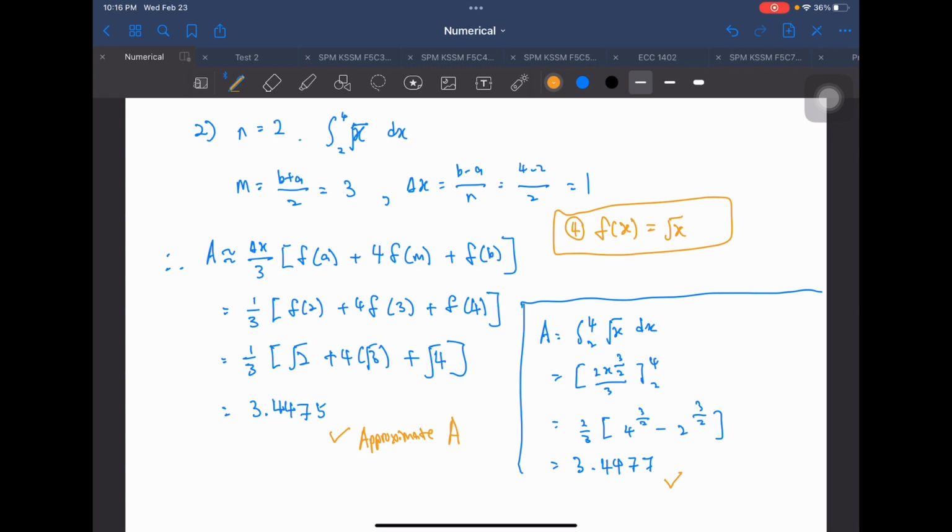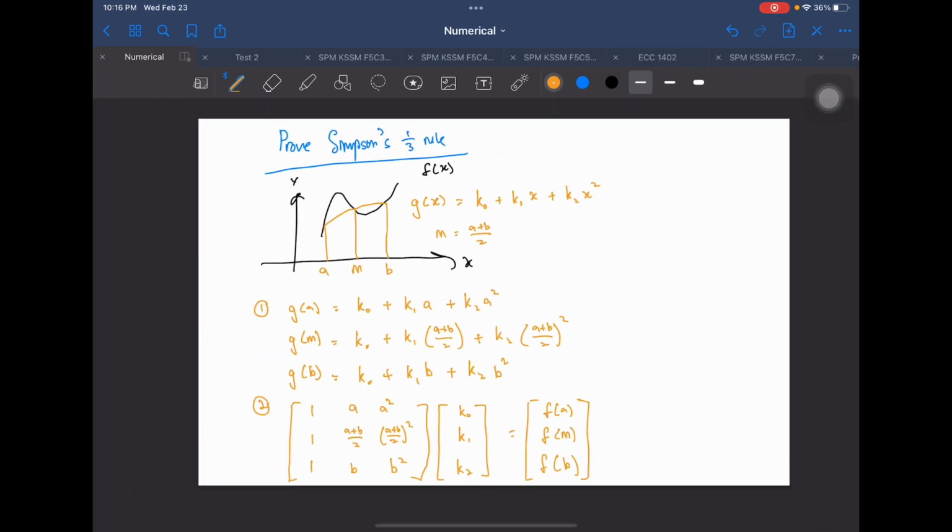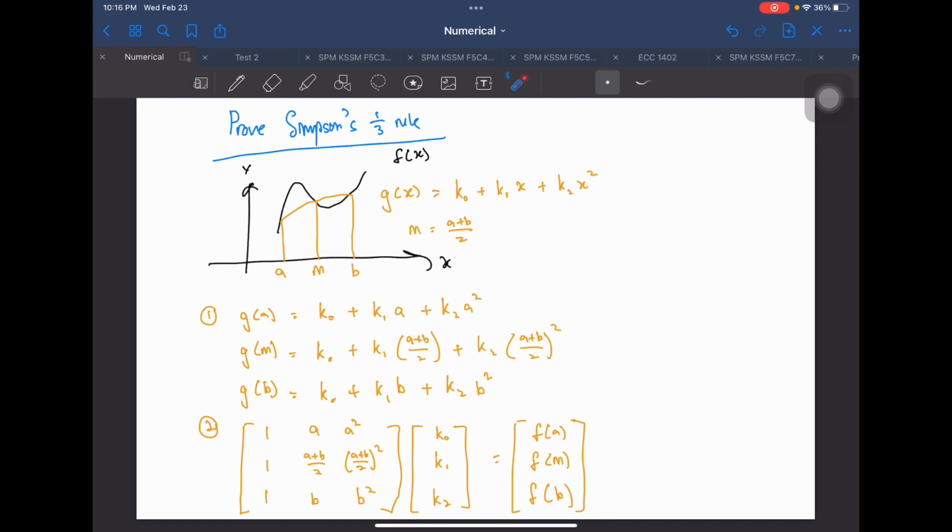Here comes the proof of Simpson's one-third rule. You are given this, and the function that you want to calculate the area under the curve for is f(x). The approximate area under the curve, we denote as g(x). Note that g(x) is a quadratic function, and we don't know its coefficients, so let's put them as k0, k1, and k2, a series of coefficients. We know that m is the midpoint, so m equals (a plus b) over 2.